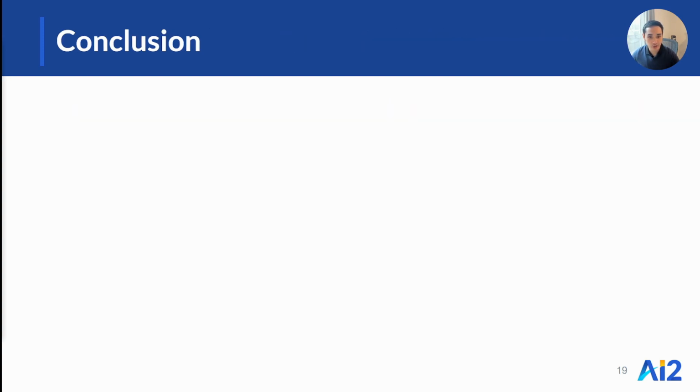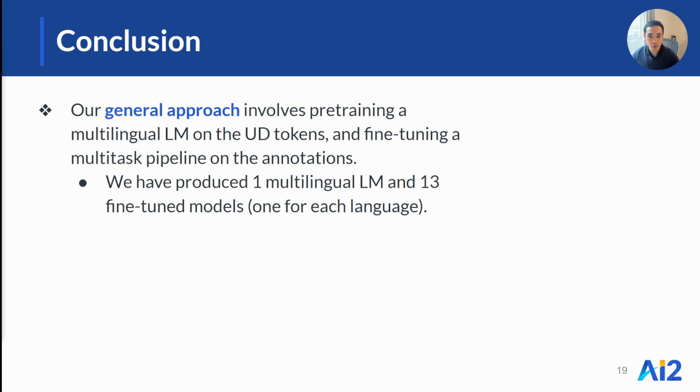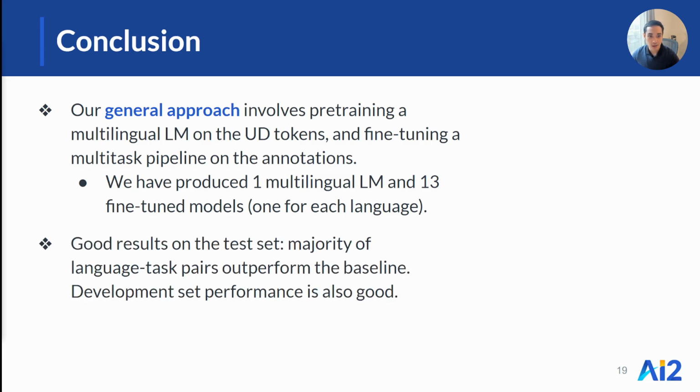So, just to recap, our general approach involves pre-training a multilingual LM on the UD tokens, and then fine-tuning a multitask pipeline on the annotations. From this process, we produced one multilingual LM on the size of RoBERTa, and 13 fine-tuned multitask models, one for each language. We got quite good results on the test set. The majority of language-task pairs outperformed the baseline, so that's quite good. And the dev set performance is also decent.